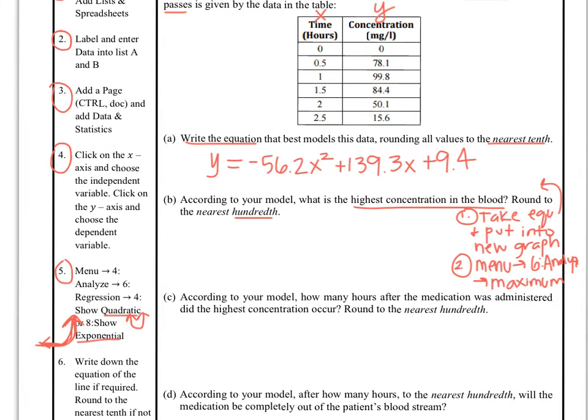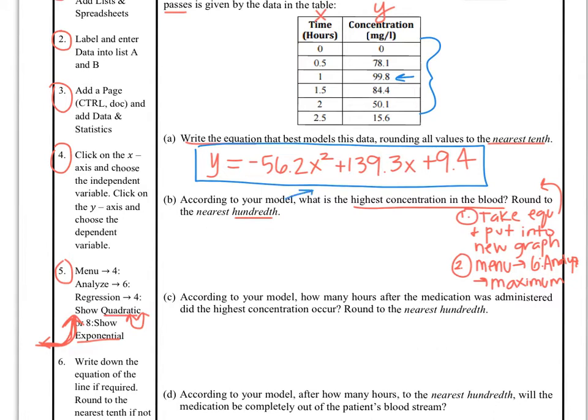So now the next part B says, according to your model, so there's our equation. We wrote it here, y equals negative 56.2 x squared plus 139.3 x plus 9.4. Okay, now part B says, according to your model, what is the highest concentration in the blood? So round to the nearest hundredth. If you look in the table up here, you can tell that the highest concentration from the table is right there, but we want to use this model.